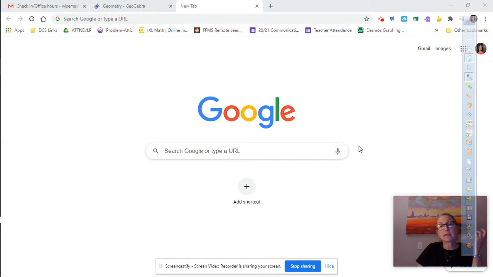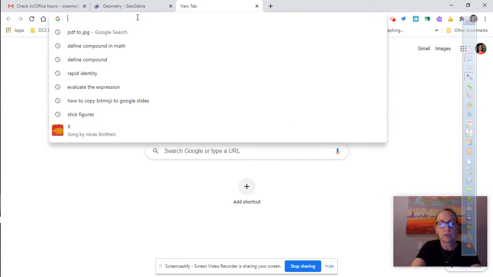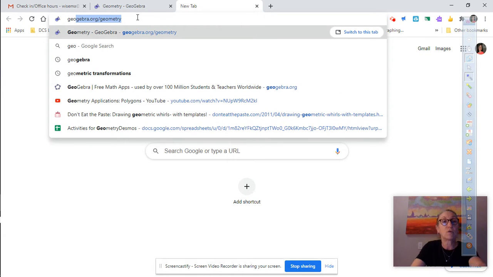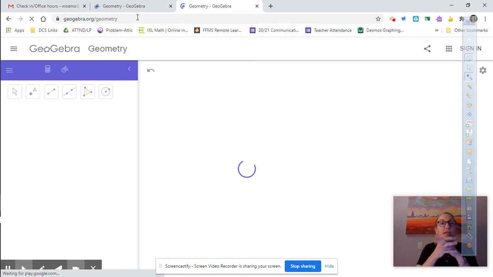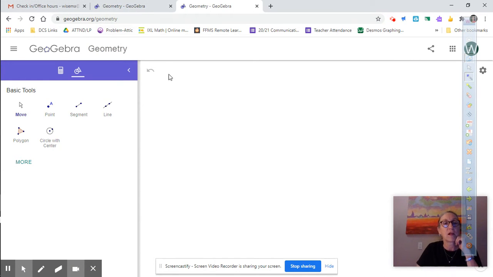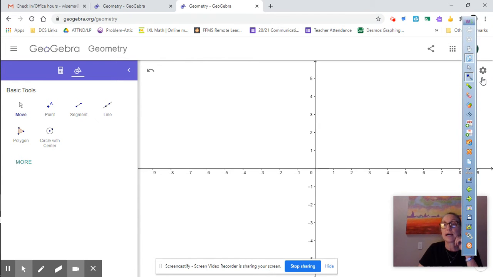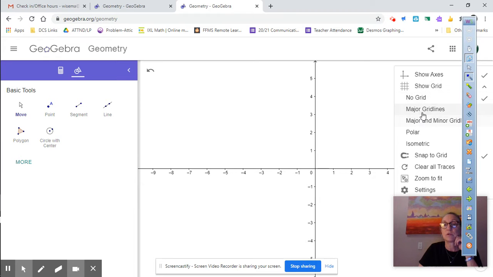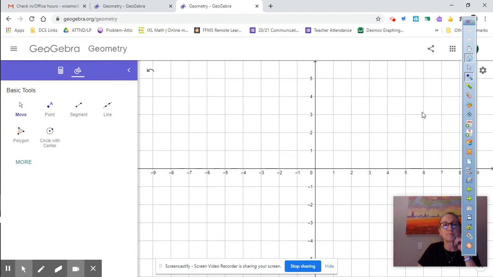All right, this lesson is graphing equations, and we're going to use GeoGebra today to make it nice and easy. You will eventually be using paper and pencil, but GeoGebra makes it easy to show you. So we want to start out by going to geogebra.org. I really like starting with the geometry thing. Once you get here, go to the cog, show the axes, and show the major grid lines.